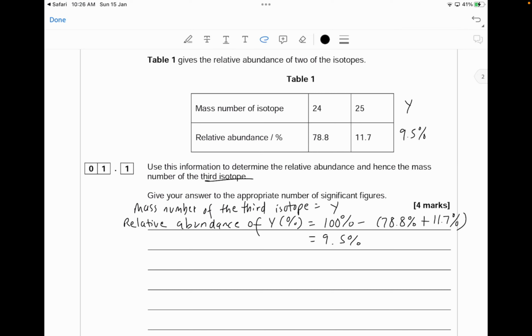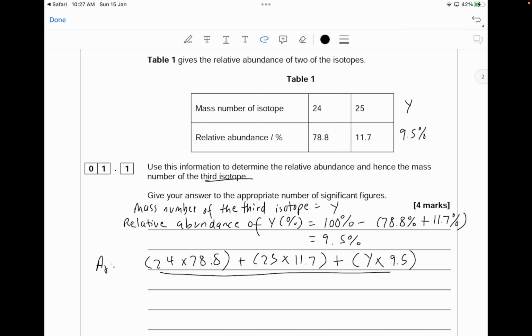Okay, so now we have all these values. Now the next step is we're going to do the simple step of how we determine the relative atomic mass. So you guys must have known how to calculate the AR of isotopes in this case. What we're going to do is multiply the mass numbers by all the relative abundances, and add them all up together. I'm going to show you guys how it is done. So your AR in this case, which is the relative atomic mass, this is going to be 24 times 78.8, since we're doing this part first, and we're going to add that up with 25 times 11.7% plus Y times 9.5. That's what we found out, right?